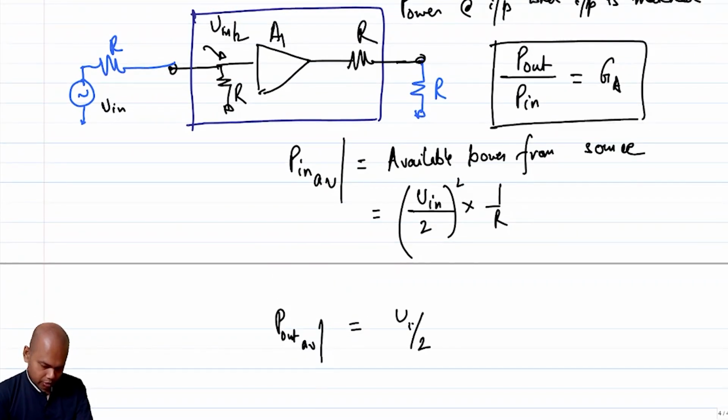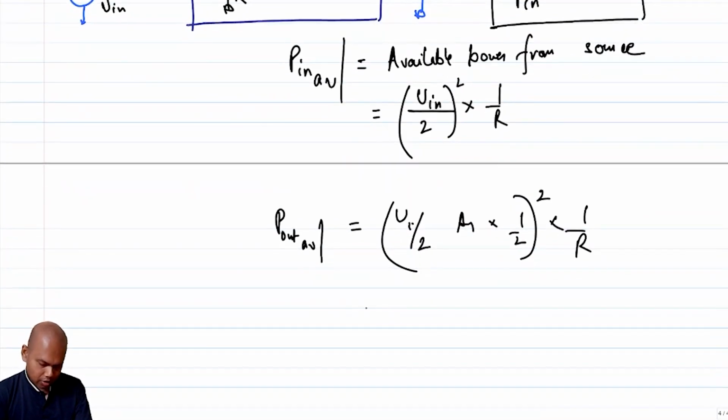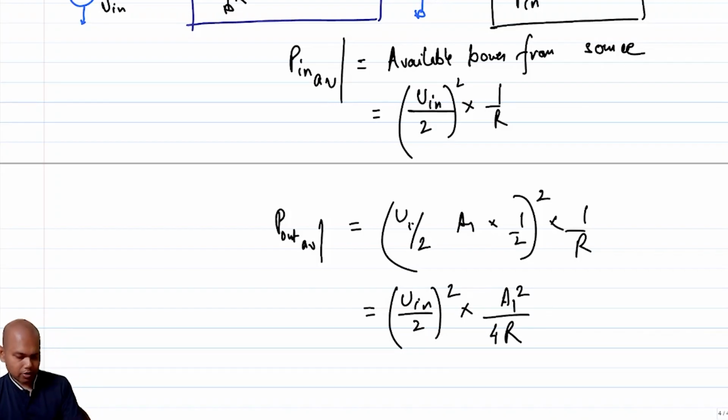This is V in by 2 times A1, times 1 by 2, which is the voltage across the output resistance, whole square times 1 by R, right? So this is essentially (V in by 2) whole square times A1 square by 4R, right?